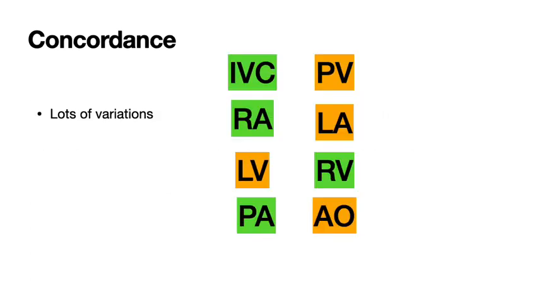of combinations. So here I have what's supposed to be IVC, RA, RV, PA is switched. So what we have here is veno-atrial concordance, but we have atrioventricular discordance. Oh, and we also have ventriculo-arterial discordance. And you can have all sorts of combos here.